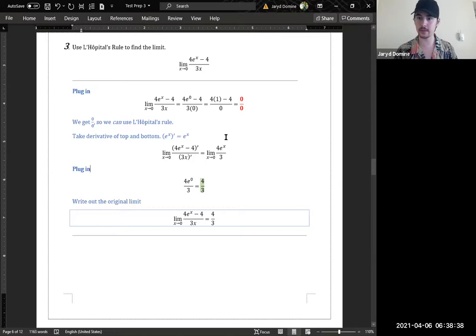Do we need to write the full limit at the end to not get marked off? Just to be safe, yeah. Just write the original limit equals 4/3. Yeah, so just write out the entire answer. She's a pretty strict grader. She may or may not count off for that.